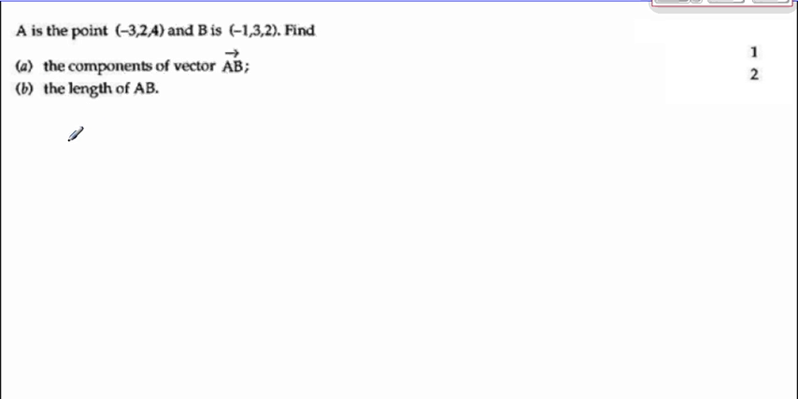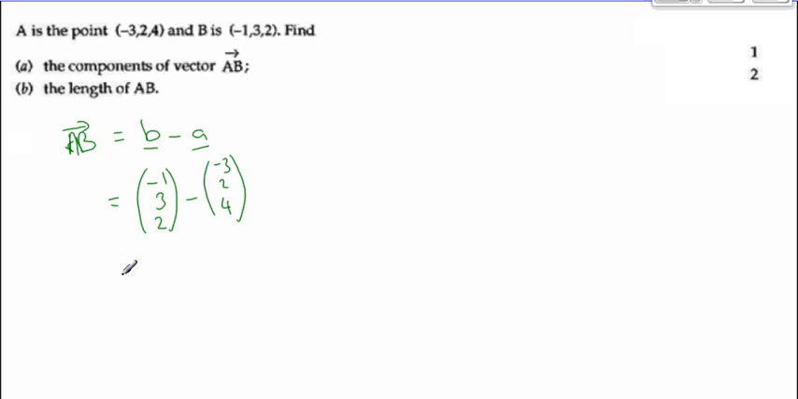Firstly, looking at the components of vector AB, we know that to find the components of the vector AB, we're going to do the vector B subtract the vector A. So the vector B here is converting this coordinate into a position vector, -1, 3, 2, subtract the position vector A, which is -3, 2, 4. So -1 subtract -3 is 2, 3 subtract 2 is 1, and 2 subtract 4 is -2.